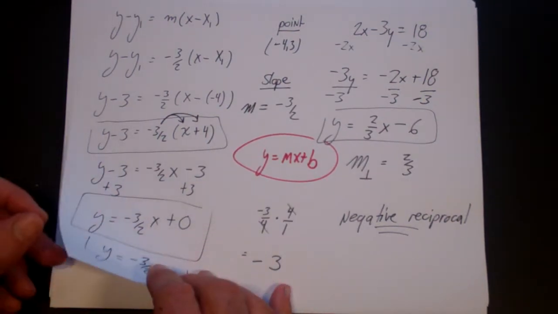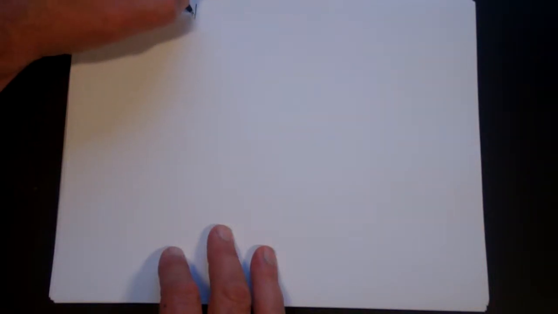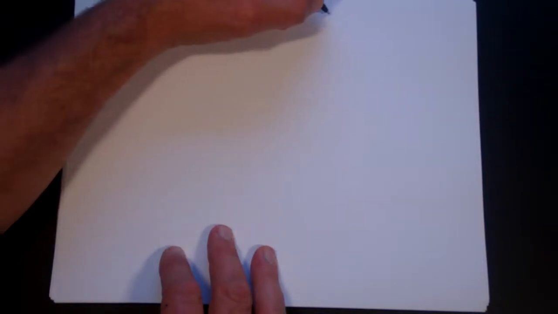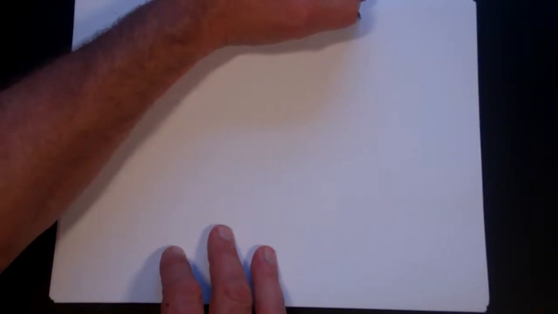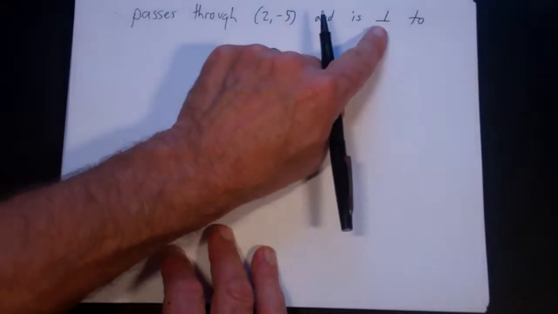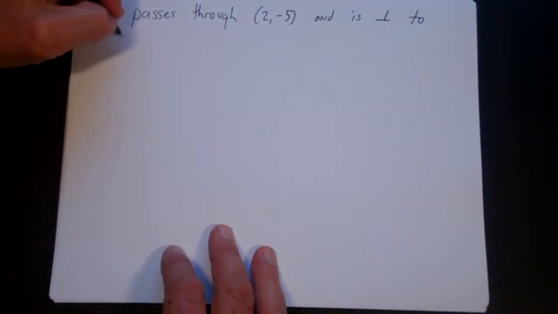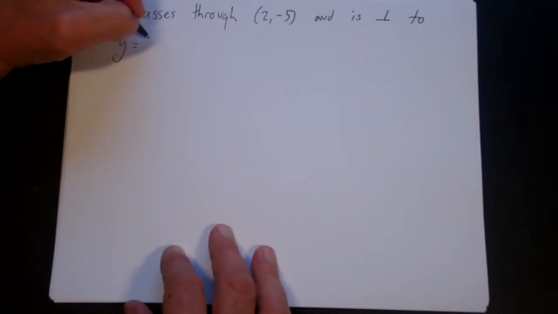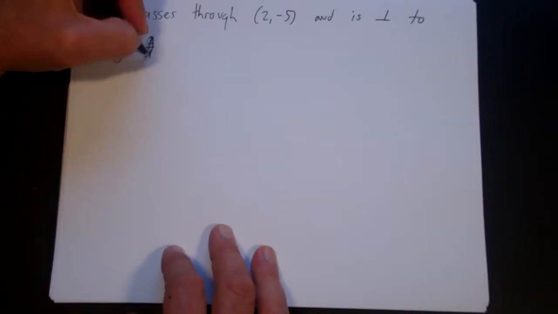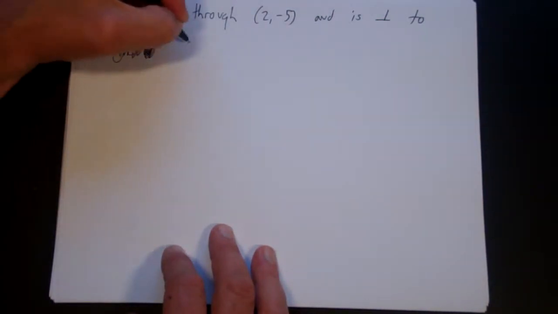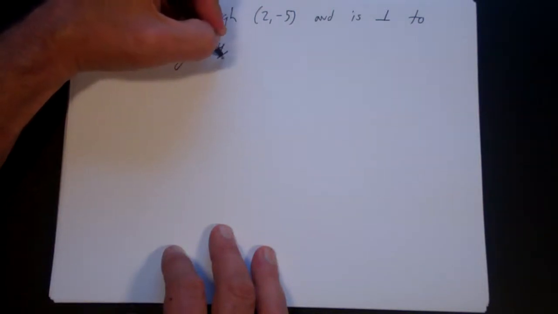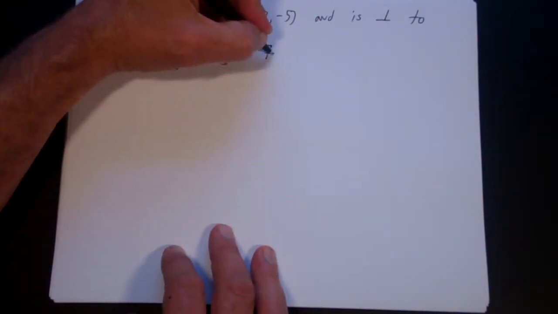Let's do another example of that. In this case, let's say that the line passes through the point 2, negative 5, and is perpendicular to, and sometimes people just use this symbol right here, that means perpendicular to, y is equal to 4/3 x plus 7.